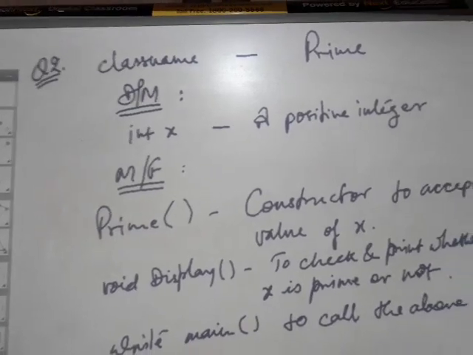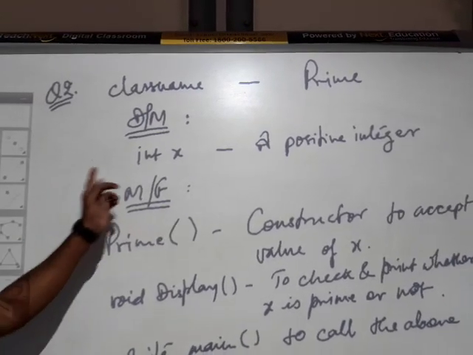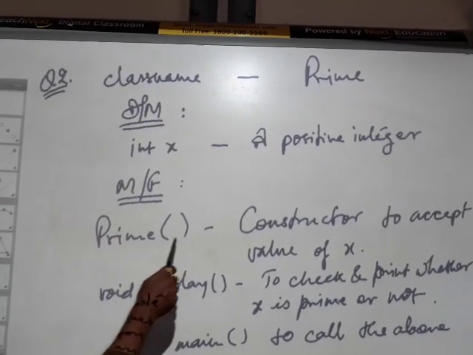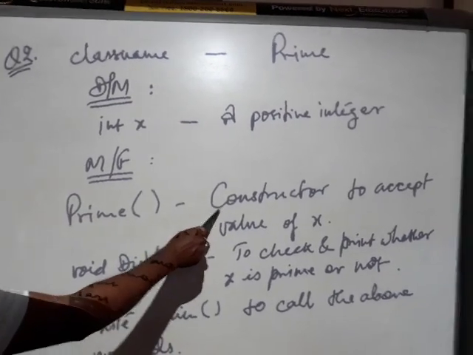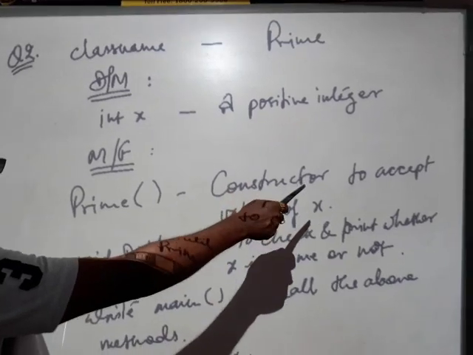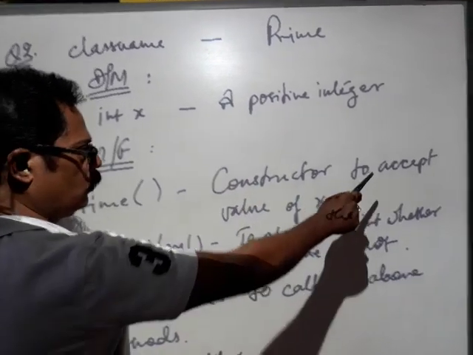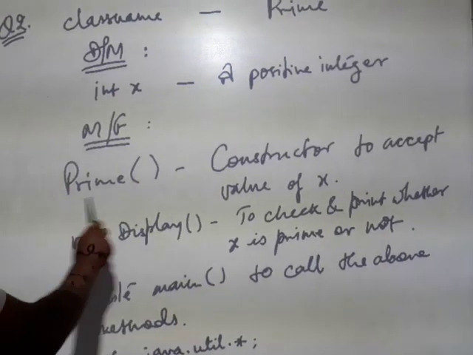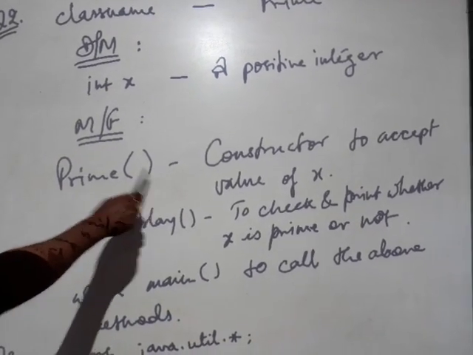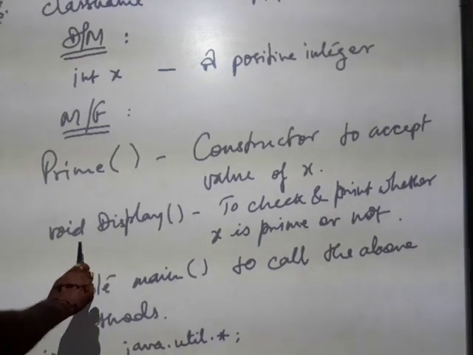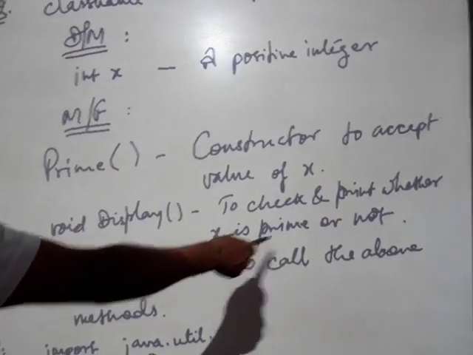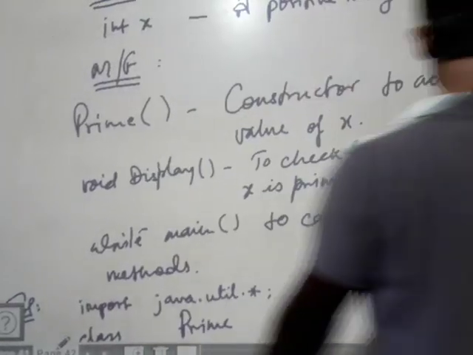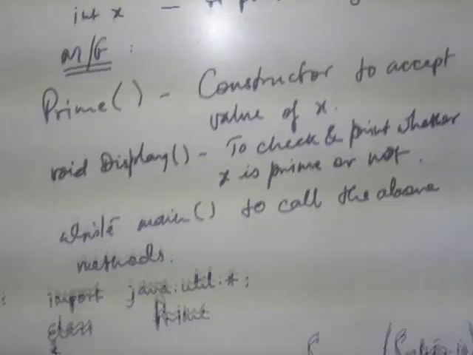Now here is the question. Class name prime, index, positive integer. Same program I have taken to illustrate. Prime, open close bracket. Now look at here. In the previous program it was to assign initial value. Now it is a constructor to accept value of x. Then void display. There is no input function because here the constructor is serving that purpose. Void display to check and print whether x is prime or not. And then write main method. Then let's see the solution of this.